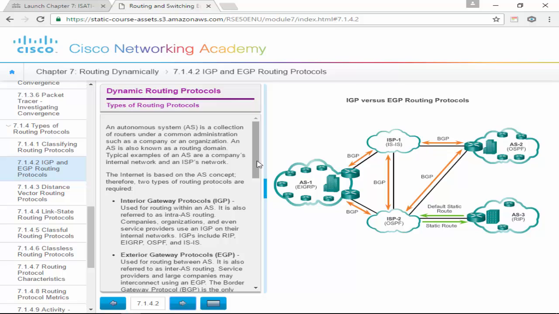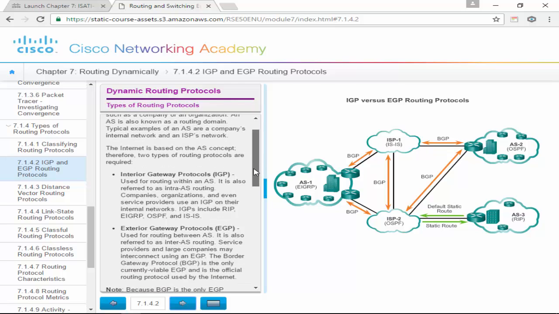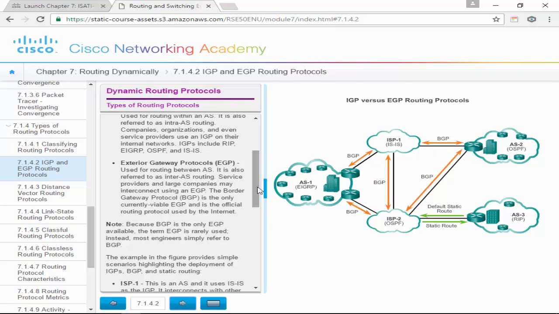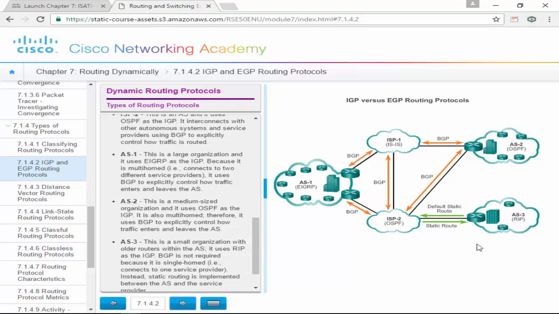So IGPs are used for routing within an autonomous system, also referred to as intra-AS routing. Companies, organizations, and even service providers use IGPs for their internal networks. Exterior gateways are used to route between autonomous systems. Okay, so we can just look at this picture, and it shows you where we could use BGP, and where we could use EGP. And BGP is only used instead of a default static route because there's redundancy. So if we have redundant ISPs or redundant links to an ISP, we use BGP instead of just a default static route like they're doing right here.